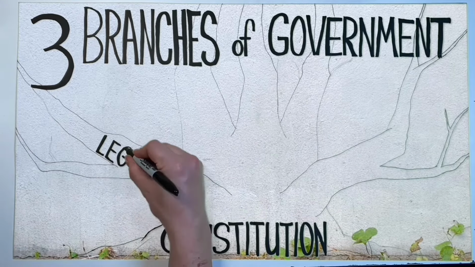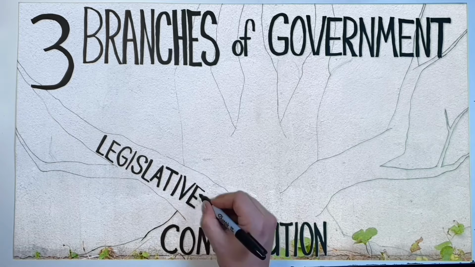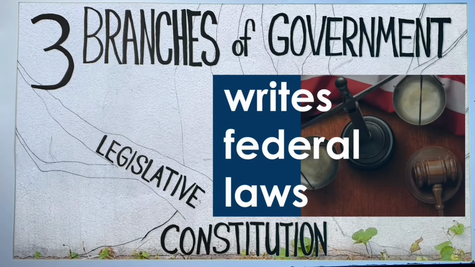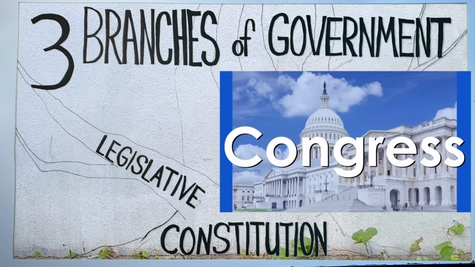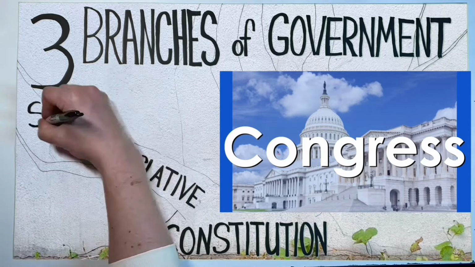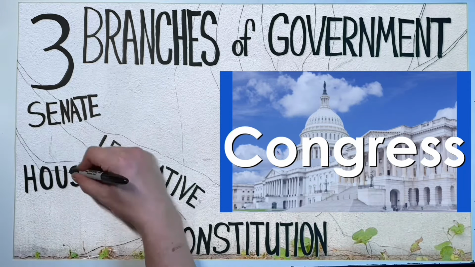The legislative branch of government writes federal laws. It is also called Congress, and it has two parts: the Senate and House.